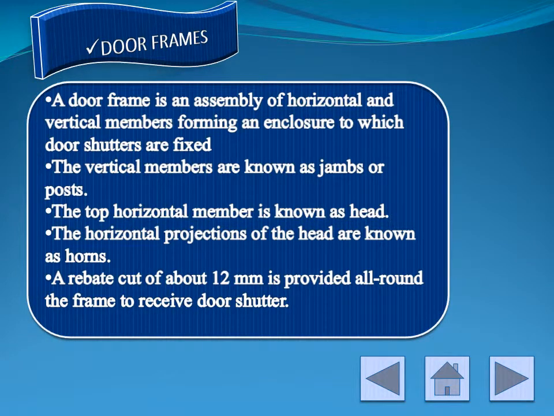The frame over here, the characteristics of the frame. A door frame is an assembly of horizontal and vertical members forming an enclosure to which door shutters are fixed. Like the frame at the wall, exactly at the wall, before we install our doors. The vertical members are known as jambs or posts. The top horizontal member is known as the head. The horizontal projections of the head are known as horns. A rebate cut of about 12 cm is provided all around the frame to receive the door shutter.